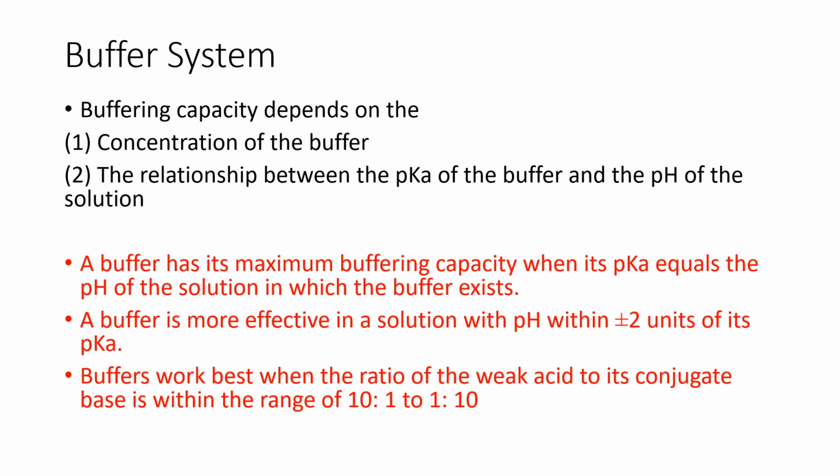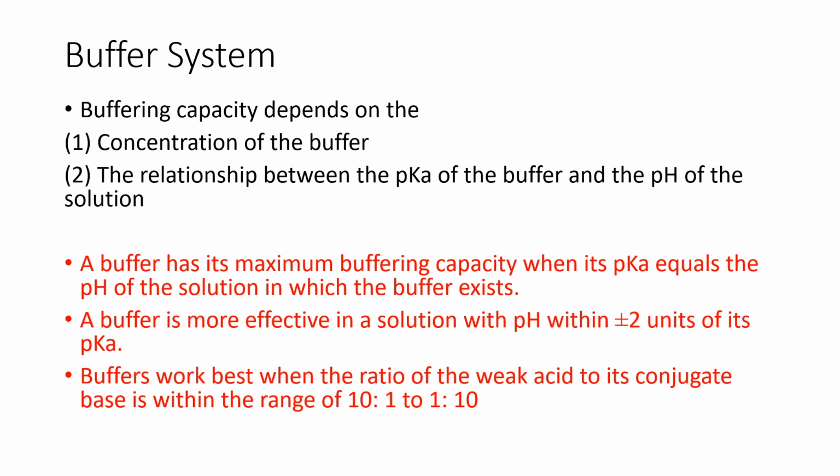The second point to note is that a buffer is more effective in solution with pH within plus or minus 2 units of its pKa. What that means is that, for example, if you are talking about the human blood with a pH of 7.4, it will be more reasonable to take advantage of a buffer system whose pKa is within plus or minus 2 units of 7.4, meaning that a buffer system which has a pKa between 5.4 and 9.4 will be the best type of buffer system that can work in human blood.